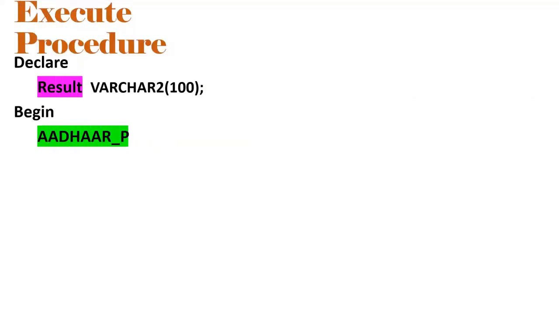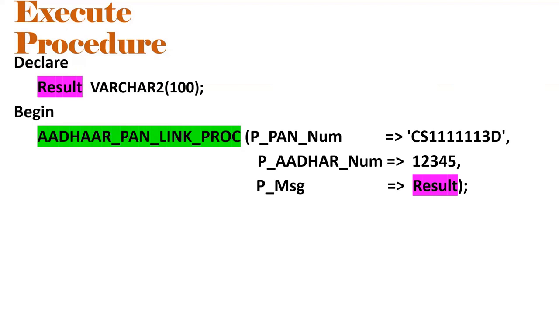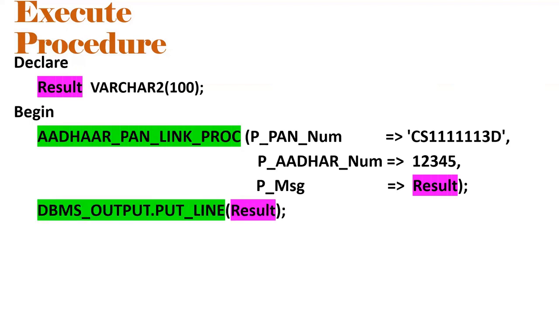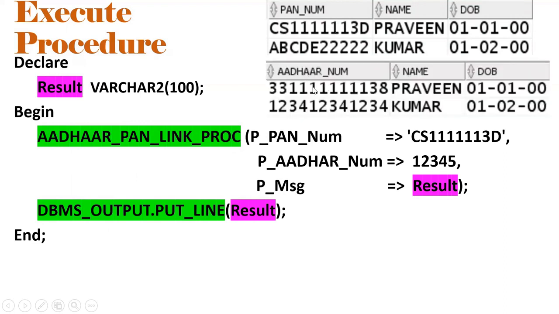Declare the result. This is the procedure name, the PAN number, the Aadhaar number, and the result. See DBMS output. Remember one thing: DBMS output is used to see the result. Whatever we are doing is nothing but unit testing, so we should test for positive and negative scenarios. Now this is the PAN table. See what happened: the PAN number is already there, so this is a valid PAN number. Now we are going to check one more table, which has other details.